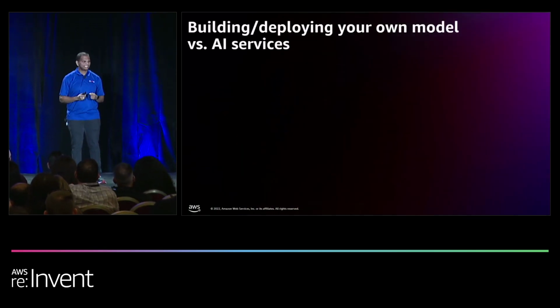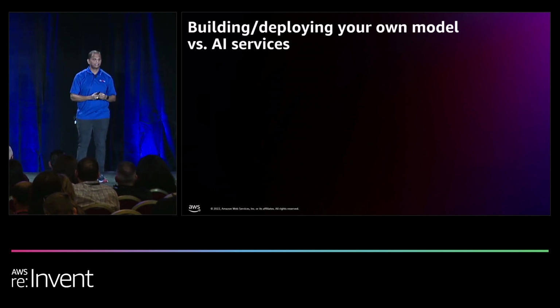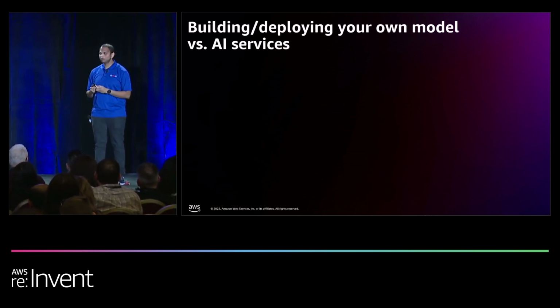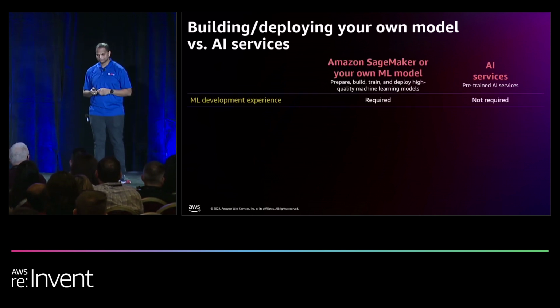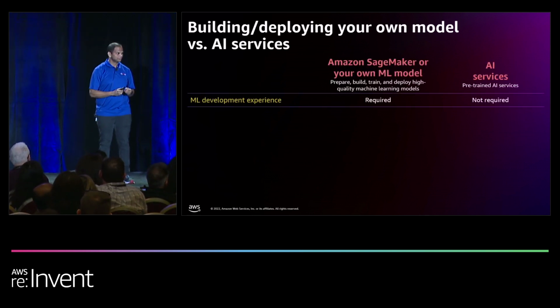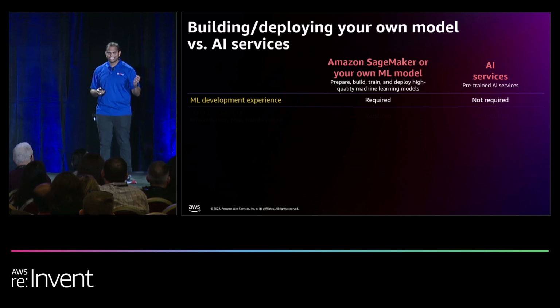Now, Amazon Comprehend is an NLP tool, a natural language processing tool, and there are a number of NLP tools available in the market. But even with the open source NLP tools, there is a cost, and the cost is the experience that developers need with machine learning, right? So when you're building your own models or using Amazon SageMaker, you need to have that ML development experience, compared to when you are using AI services like Comprehend with pre-trained models, which you can consume as is. Now, ML development experience contains multiple things.